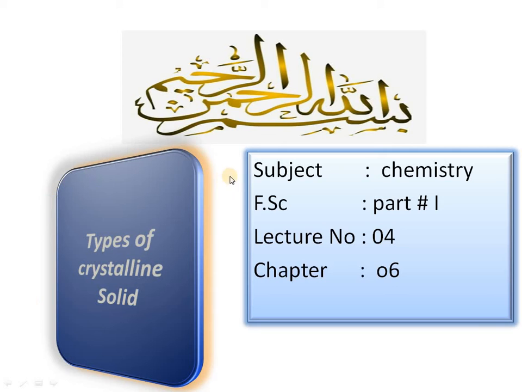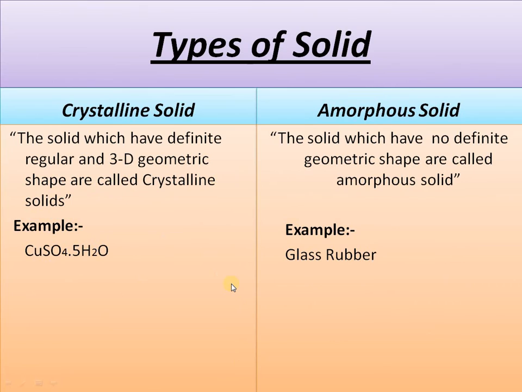In subject chemistry, F.Sc part 1, lecture number 4 and chapter number 6, the topic that we are going to learn today is the types of crystalline solids. Before discussing these topics, firstly we will learn about the types of solids. There are two types of solids. First one is the crystalline solid and second one is the amorphous solid.